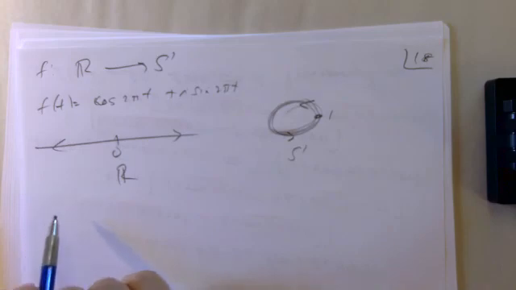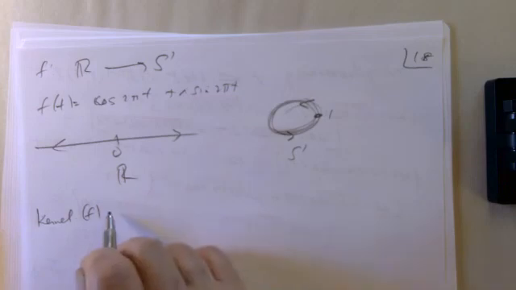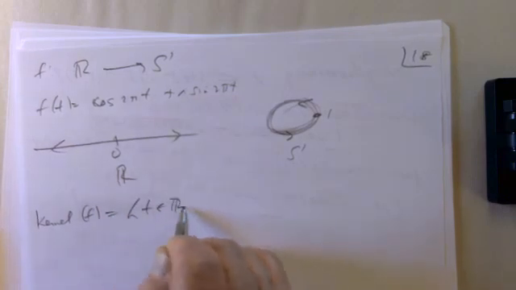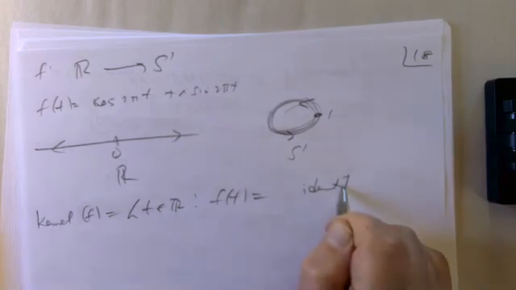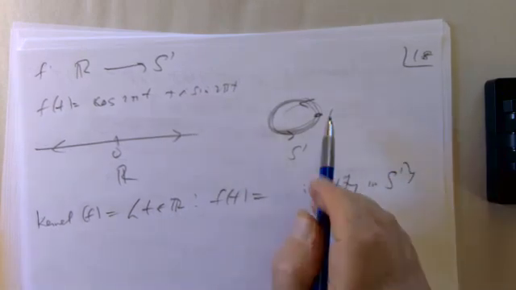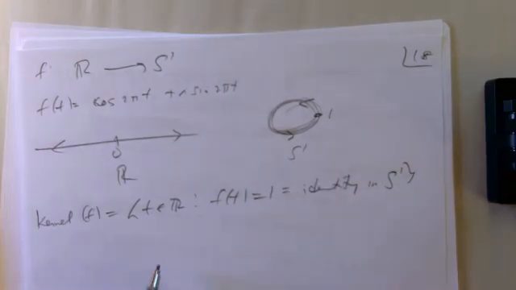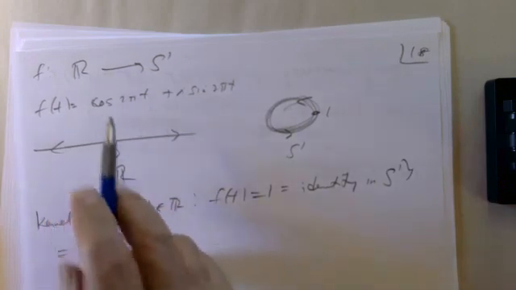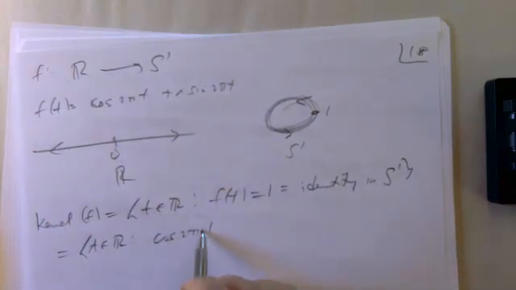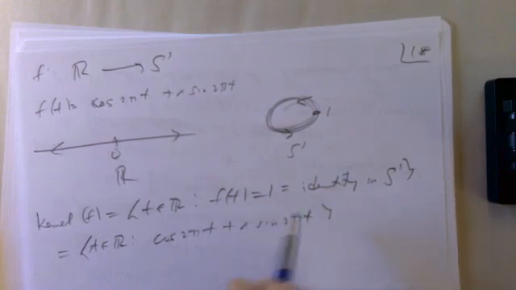Now, it's a homomorphism. So a homomorphism has a kernel. The kernel of f is all real numbers t such that f of t is equal to the identity in S1. What's the identity in S1? It's just the number 1. So we're looking at all t where f of t equals 1. What is f of t? Cosine 2 pi t plus i sine 2 pi t equals 1.